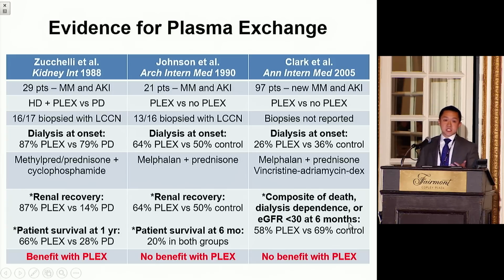But there are some limitations to this study that I think we should be aware of. The first is that they didn't report kidney biopsies in the study. So we don't know which patients who were enrolled actually had light chain cast nephropathy and would have benefited from plasmapheresis, because patients who have AKI from hypercalcemia would not likely benefit from plasmapheresis. Secondly, they did not measure the serum free light chain levels throughout the study, so we have no idea if the plasma exchange actually sufficiently reduced the light chain levels.